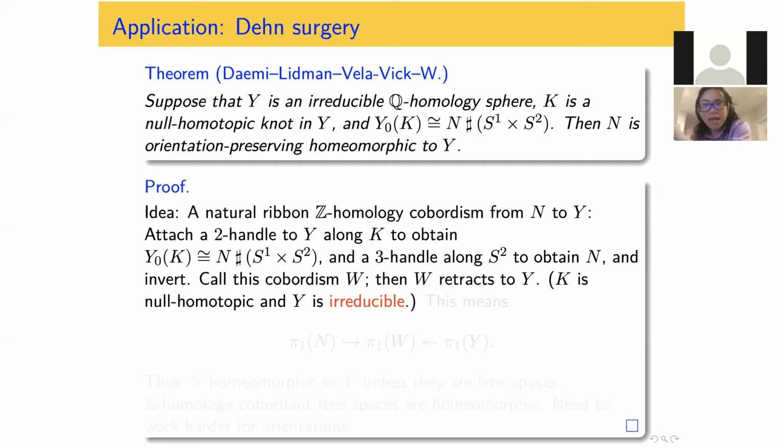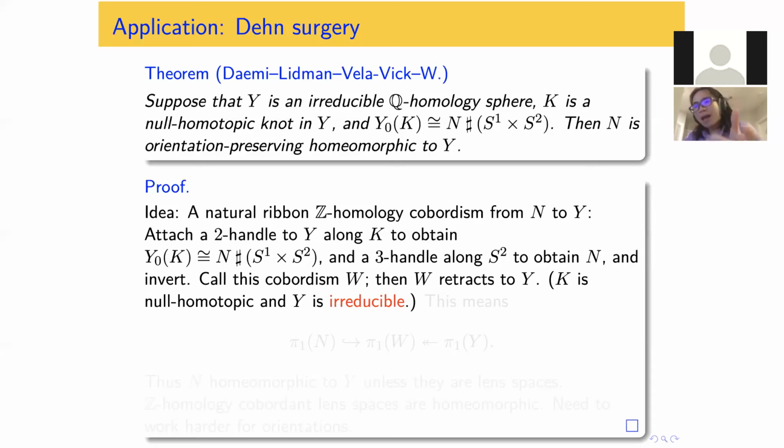For the 3 handles, you want to see that those 3 handles also retract, but then Y is irreducible by assumption. Because Y is irreducible, there's no pi 2. So that means that you can retract the three handles as well. So now we have a retraction from W to Y.